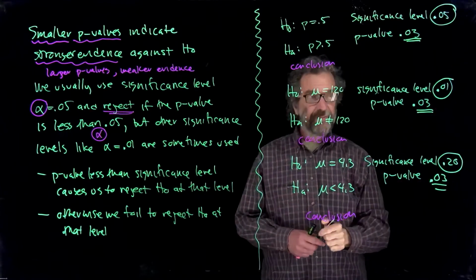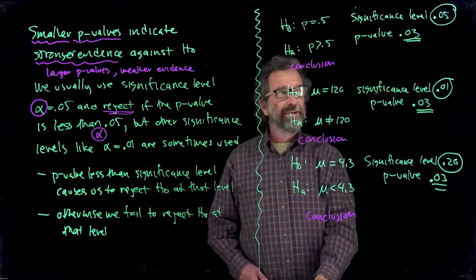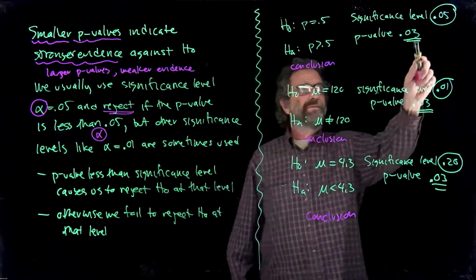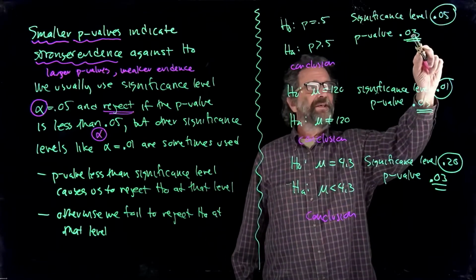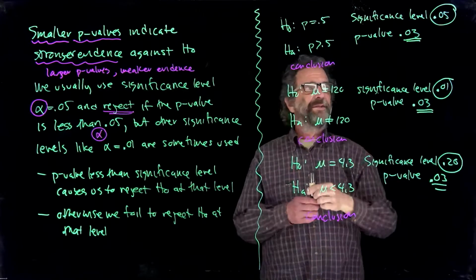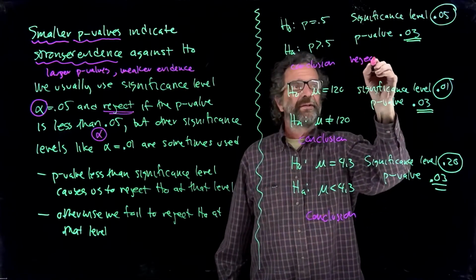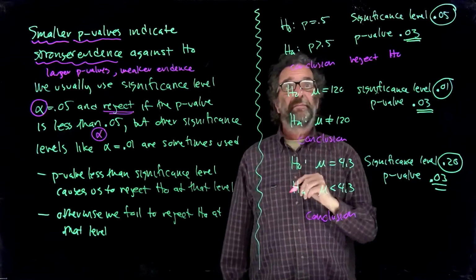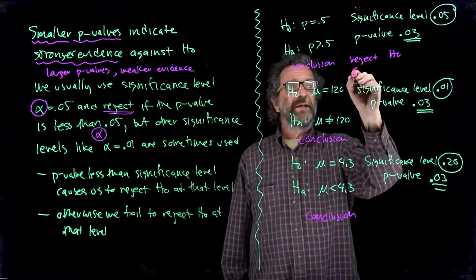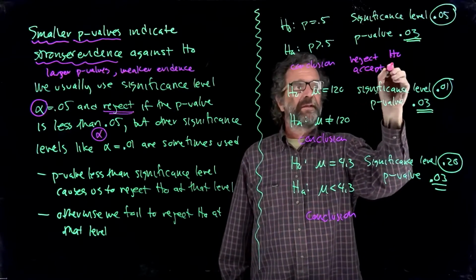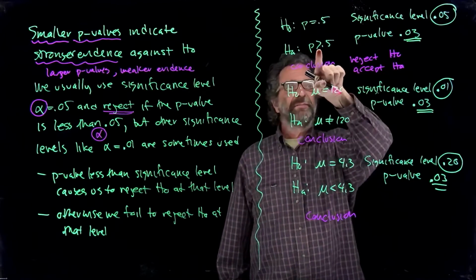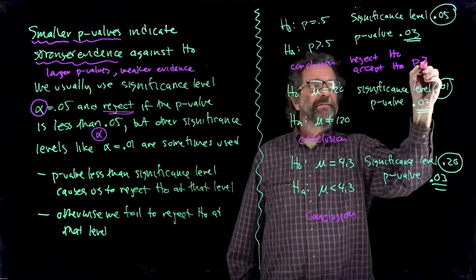And so we have to decide, based on the significance level, what do I do? Well, I just compare the p-value to the significance level. If it's less, I reject the null hypothesis. So 0.03 is less than 0.05. You reject H0, and you accept HA. So you say p seems to be bigger than 0.5.